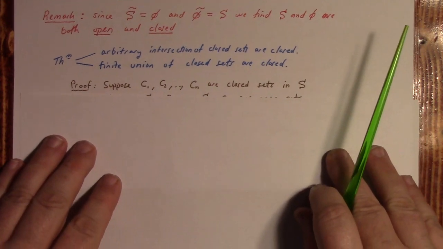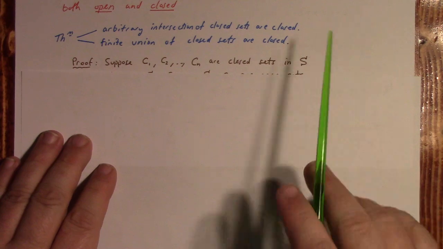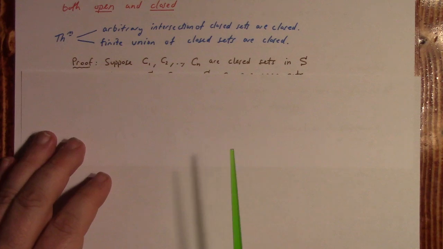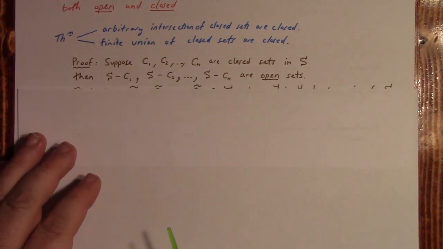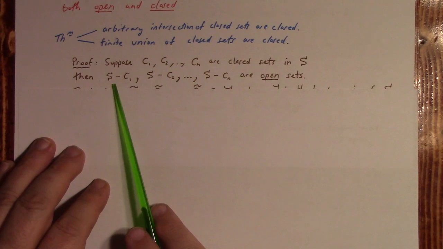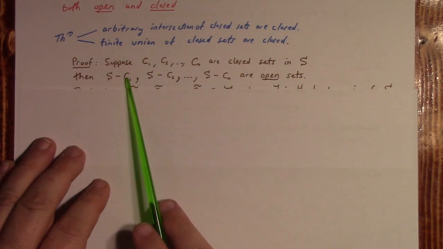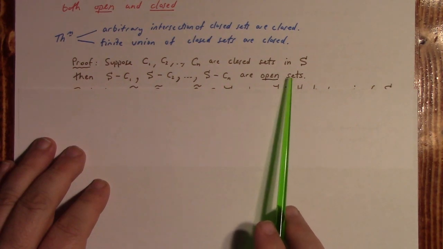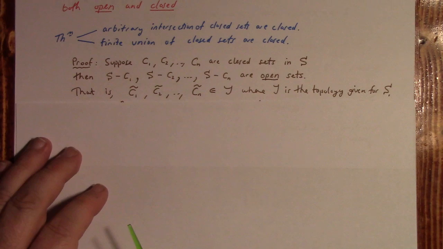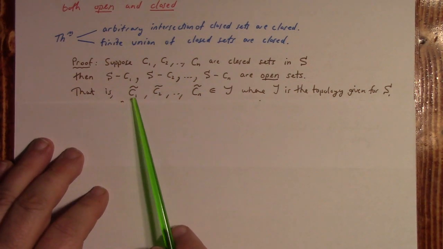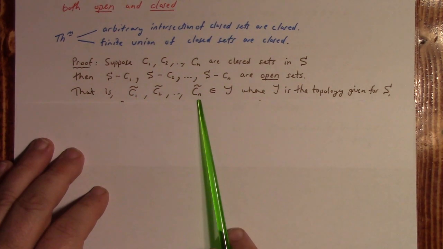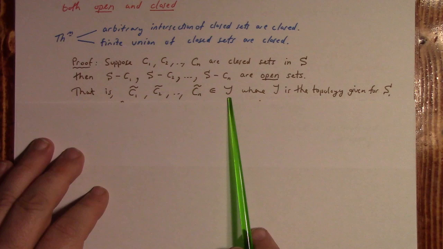So suppose we have closed sets C1 through Cn in a set S. And I'm going to suppose a topology is given. Then the complements of these sets, S minus C1, S minus C2, S minus Cn, are open sets by definition of closed. That is, C1 tilde, C2 tilde, Cn tilde, the complements of C1 through Cn respectively, are open sets and hence they're elements of the topology.